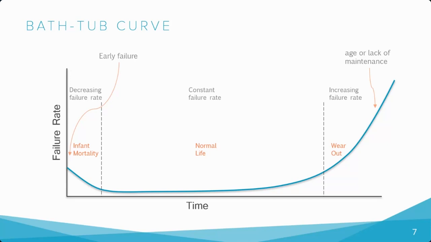Not all assets reach the wear out stage. For example, you may retire tech assets when new technology becomes available. Ideally, we should revise the preventive maintenance measures as the failure rate goes up.